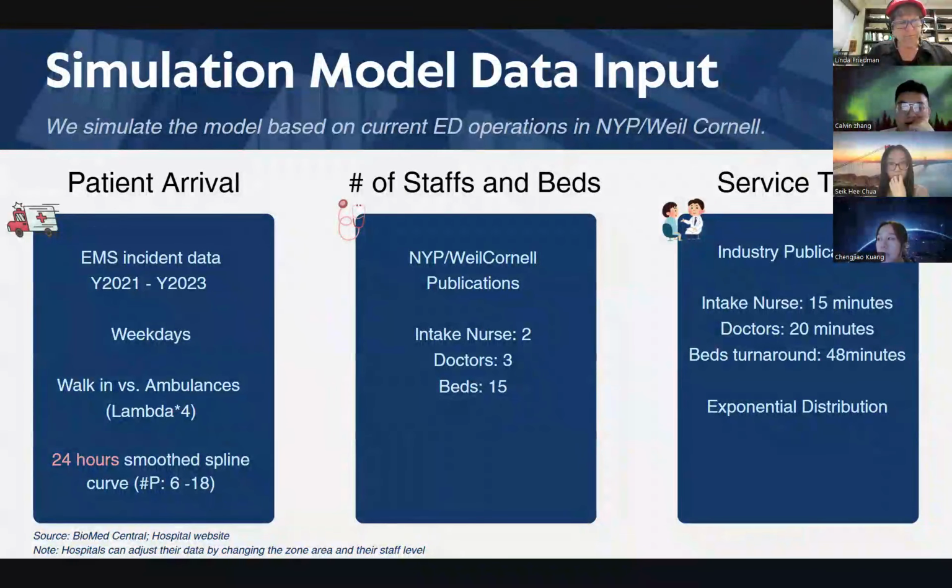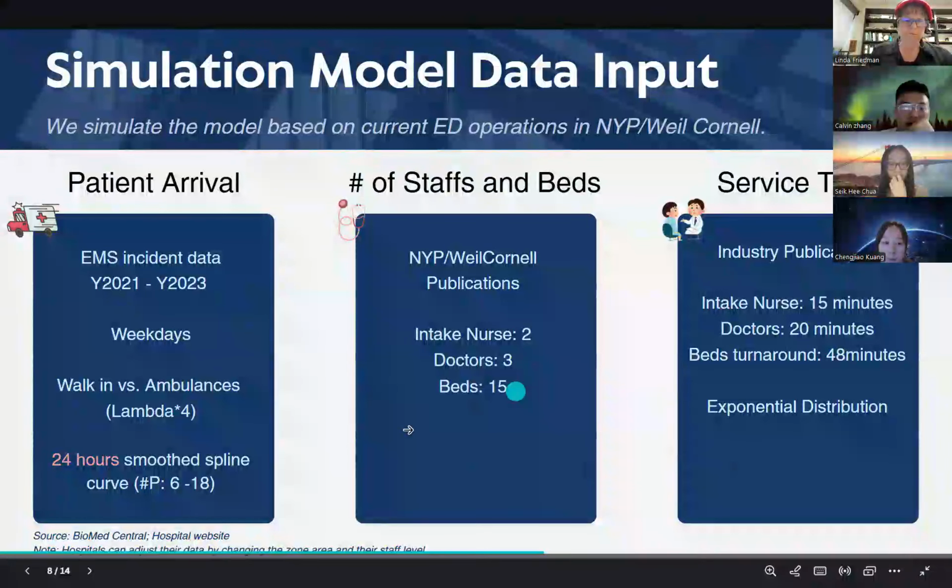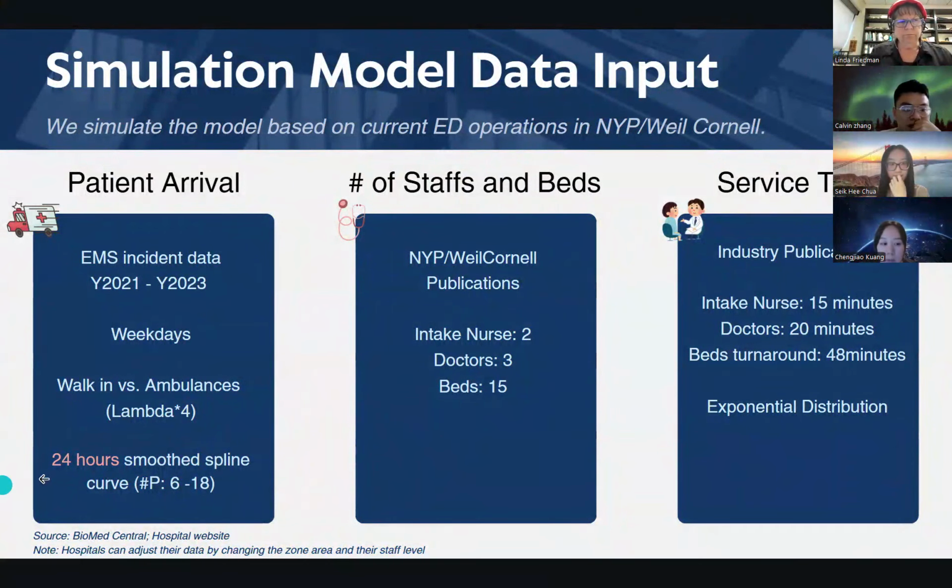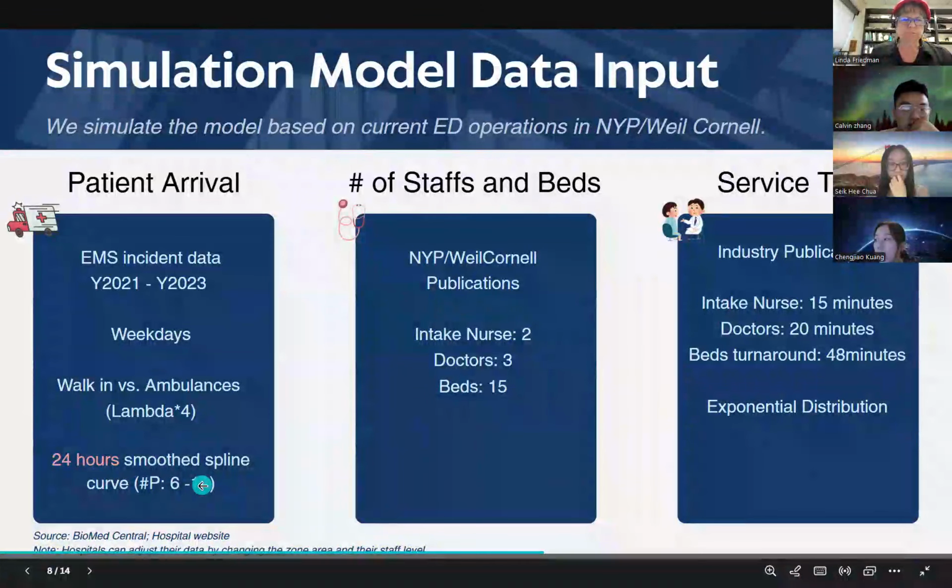So we further conducted research and found that the total number of patients will be 4 times the patients arrived from 911. So now we multiply the ratio by 4. In addition, since the arrival data doesn't follow a Poisson distribution, we will use a universal spline curve across 24-hour periods. And the range of patient arrival is between 6 and 18.